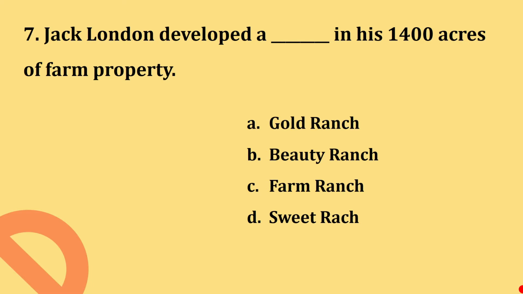Number 7, Jack London developed a dash in his 1400 acres of farm property. A, Gold Ranch, B, Beauty Ranch, C, Farm Ranch, and D, Sweet Ranch. And the correct option is B, Beauty Ranch. Ranch means nothing but a large farm property.